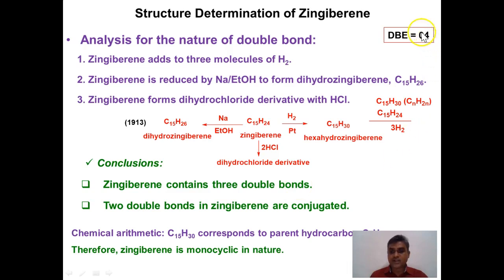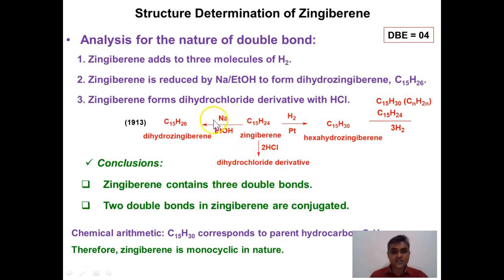We already proved that there are 4 unsaturations, or double bond equivalents, in gingiberine. Now out of the 4 unsaturations, 3 are due to the presence of 3 double bonds in gingiberine. So we got very important information just from the hydrogenation experiment: the presence of 3 double bonds. Now the 3 double bonds in the gingiberine molecule may be conjugated or non-conjugated. So we have to find out the nature of these 3 double bonds.